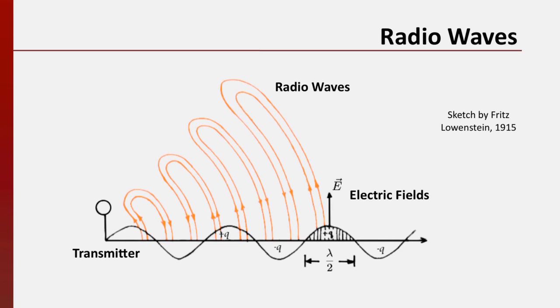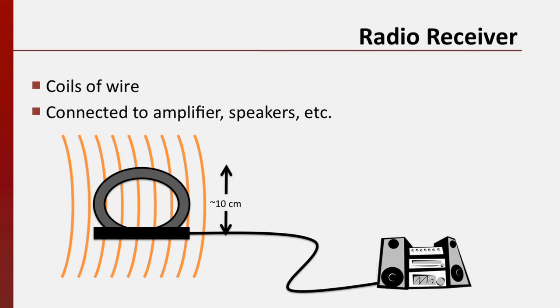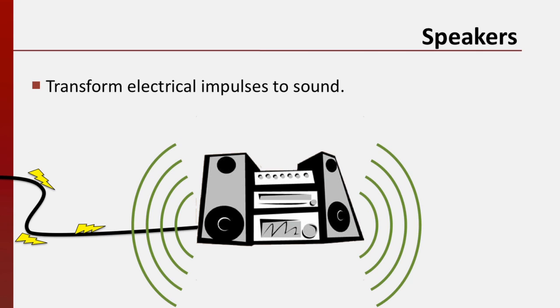This next diagram shows the radio waves as they move outward from the transmitter. Specifically, it shows the electric part of the electromagnetic waves. You can see their shape drawn in orange and their magnitude shown in black below that. Next, we have the receiver. The receiver is a set of wire coils. These detect the radio waves and transmit a signal to a stereo system so that you can hear the sound. Our final piece is the speakers, which turn electrical impulses into sound that you can hear.